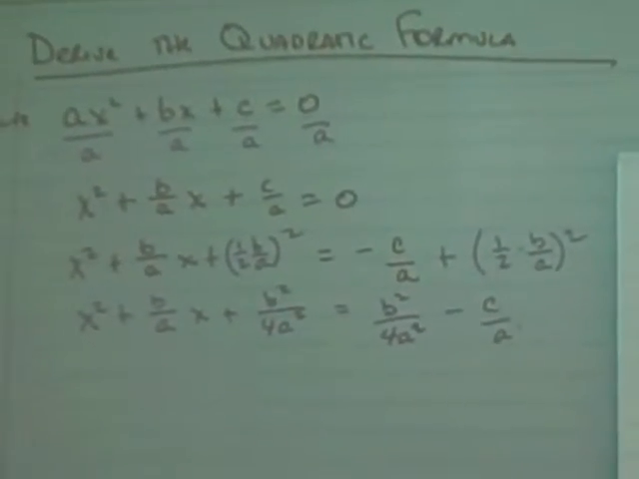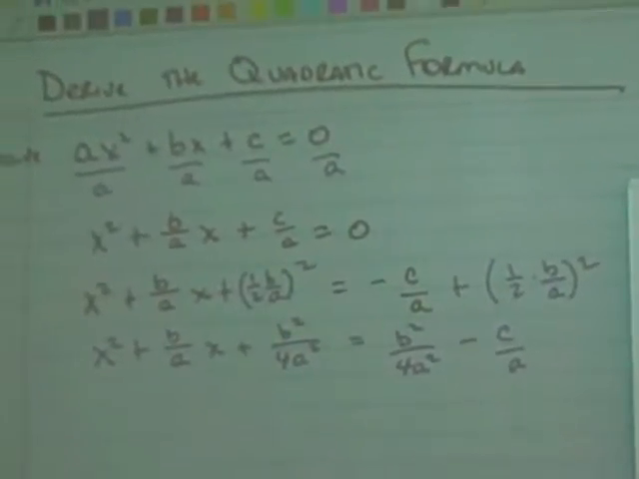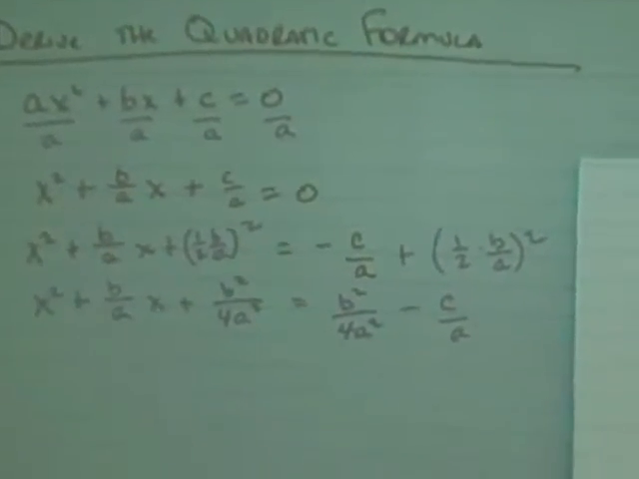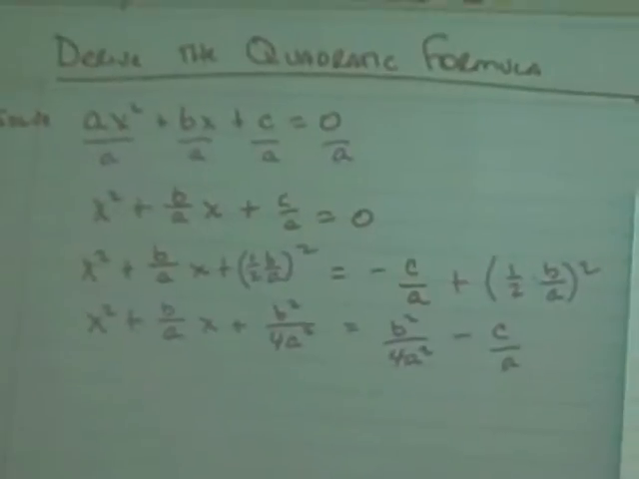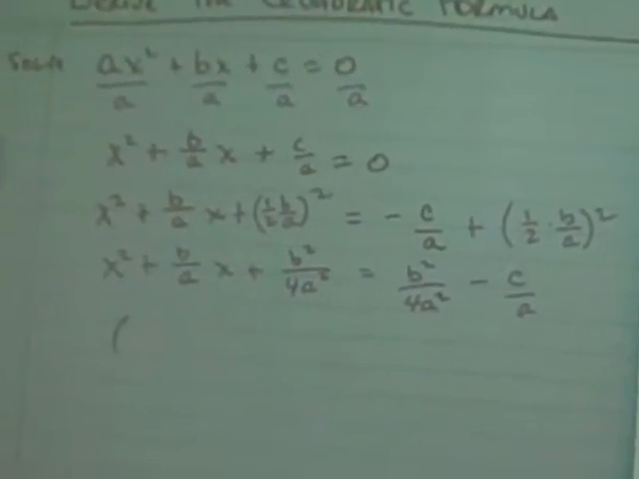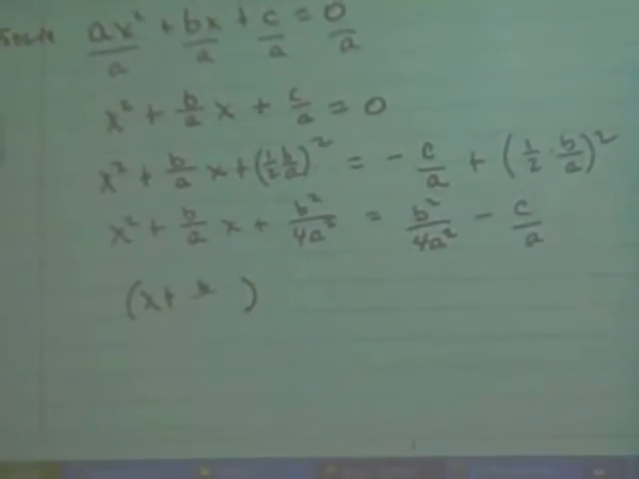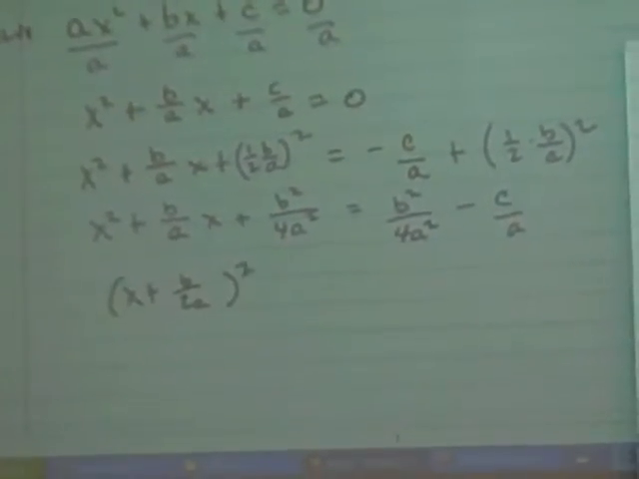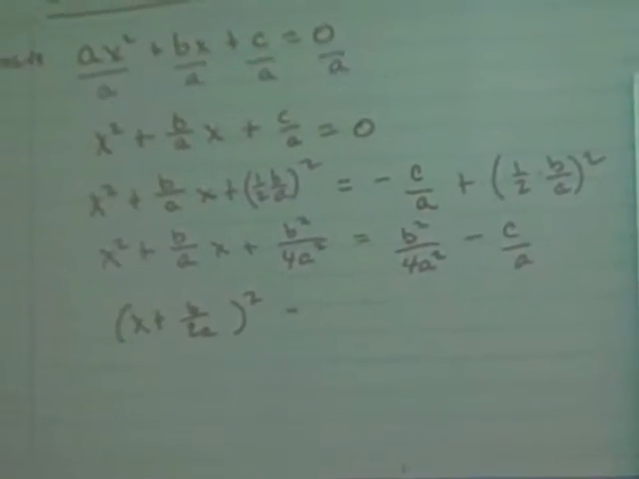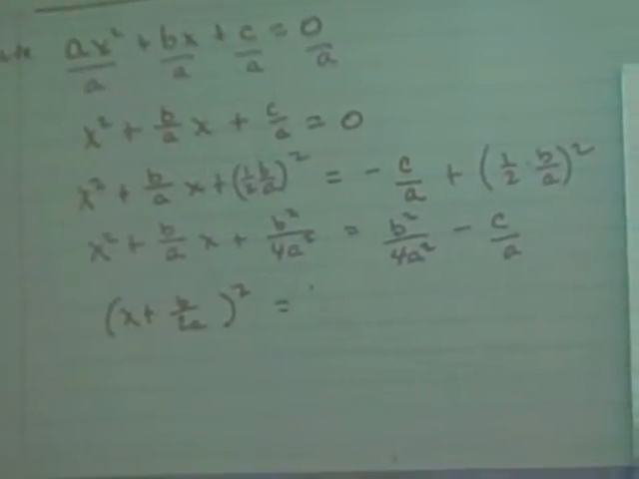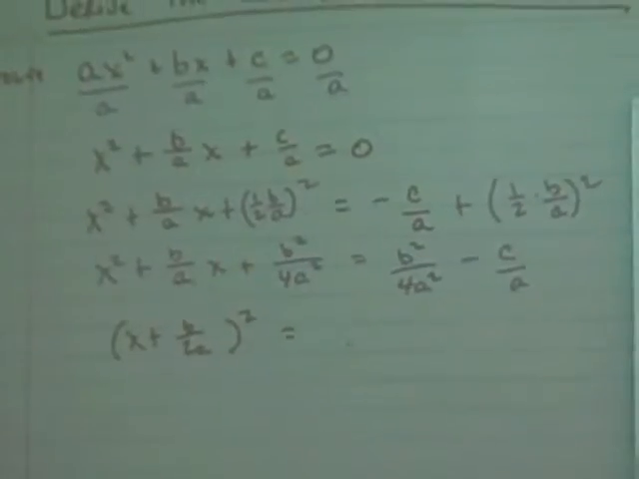What do I do next? Why did I add that term? Factor it. So I can factor it. What does it factor to on the left side? All squared. That's exactly right. And that's why we said we were completing the square, so that we factor the perfect square. What can I do over here now?